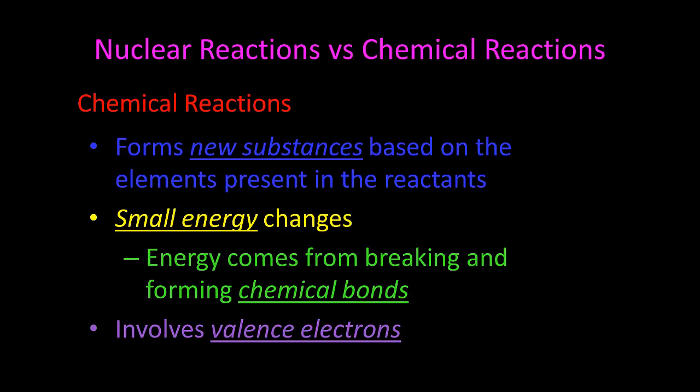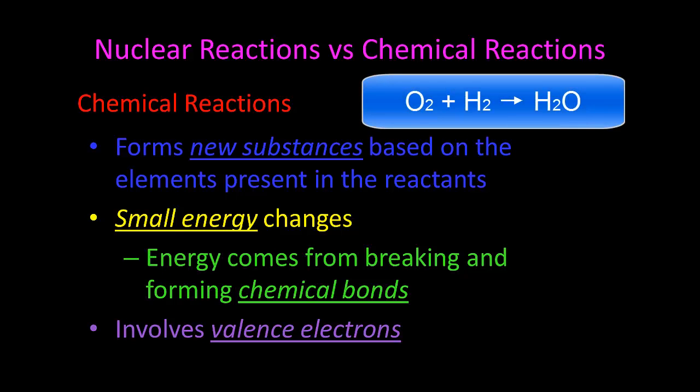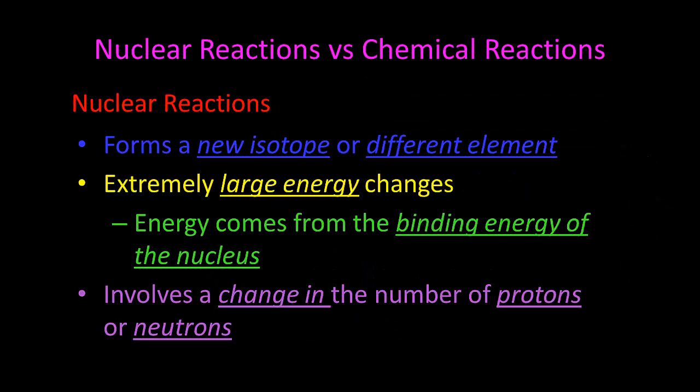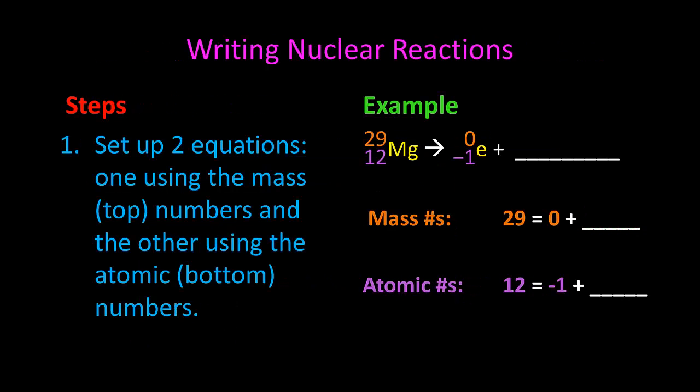Okay guys, we're going to talk today about nuclear and chemical reactions. Chemical reactions always form new substances based on the elements that are present in the reactants. They incur small energy changes, and these energy changes come from breaking and forming new chemical bonds, and they involve valence shell electrons. Nuclear reactions form a new isotope or a different element. They have extremely large energy changes, and those come from the binding energy of the nucleus, because that's what we're messing with, is the nucleus. It involves a change in the number of protons and neutrons.